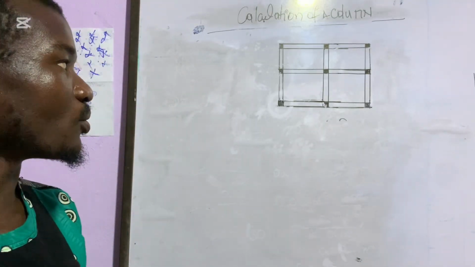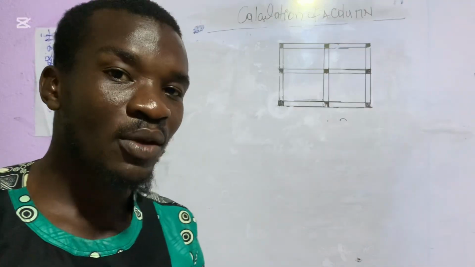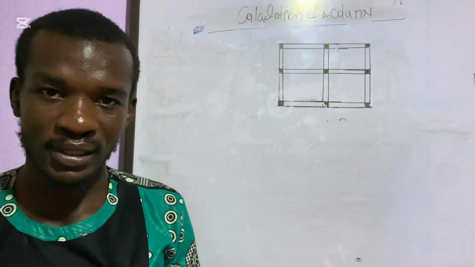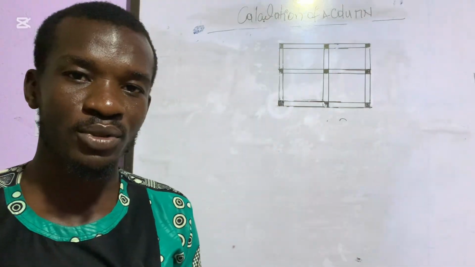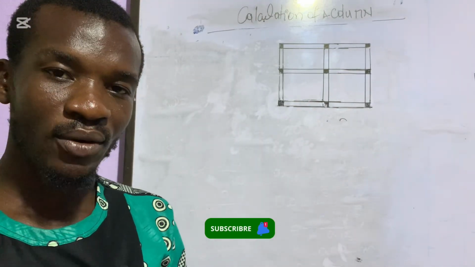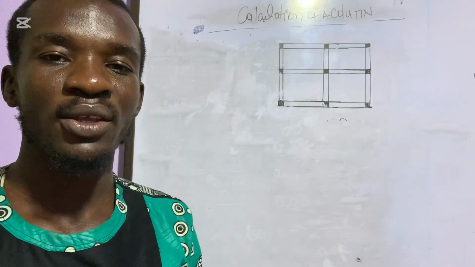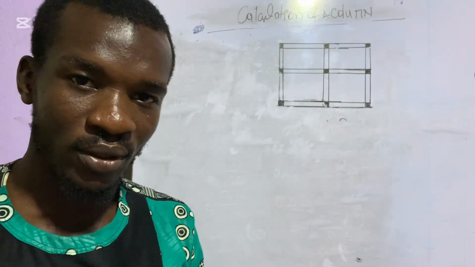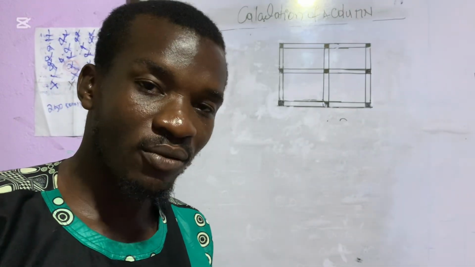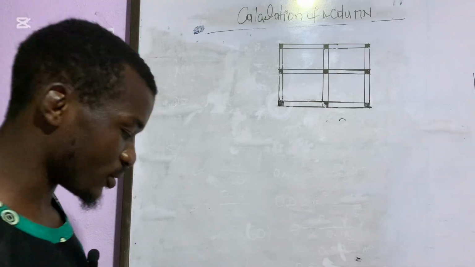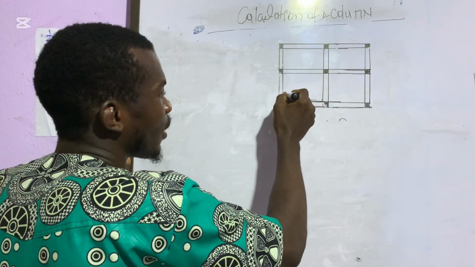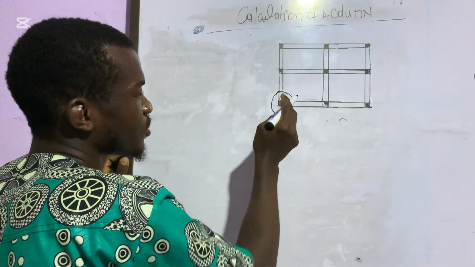So how do we pre-dimension a column? We actually need to do what we call load distribution. But since the load distribution is a bit long, we will not include it in this video. We'll make another video where I will explain how to make the load distribution. So here we just assume that we have already done the load distribution, and then we'll just use it for our calculation.